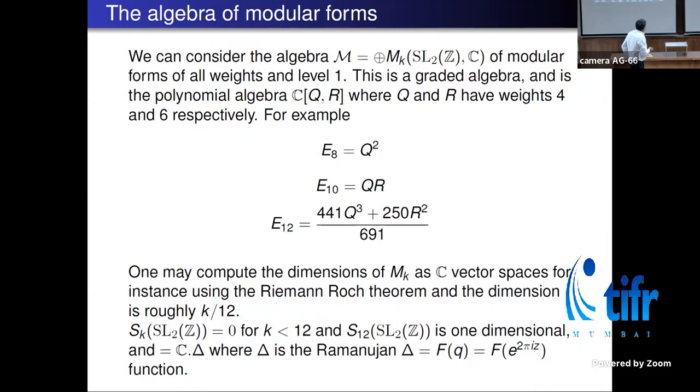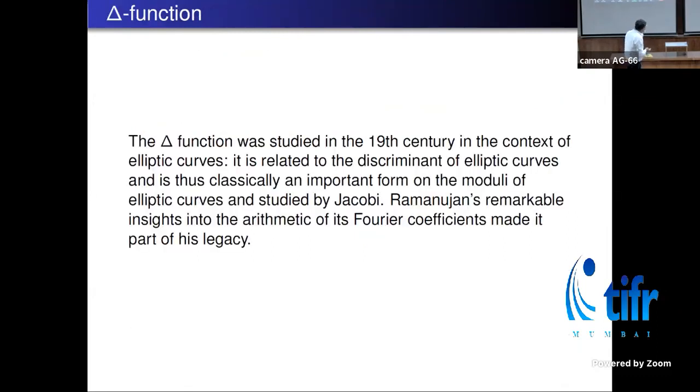So this has been much studied. Of course, the delta function you can view as a function on the moduli space of elliptic curves, related to the discriminant of elliptic curves, and it's been studied since the 19th century. But Ramanujan made some remarkable observations about the Fourier coefficients of this delta function, right? And so it's called the Ramanujan delta function because of his deep study of it.